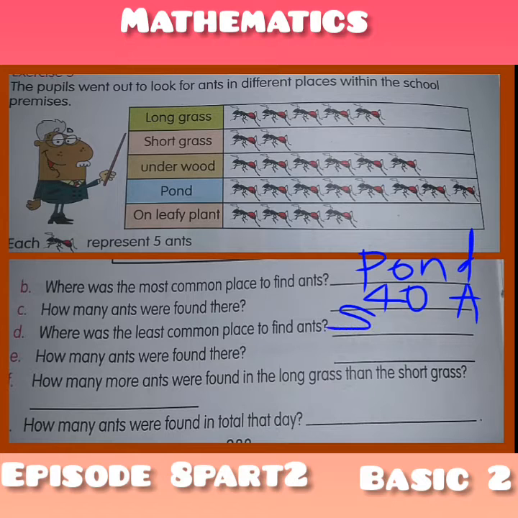So we use SH. How many ants were found there? That's 2 times 5. 10 ants.